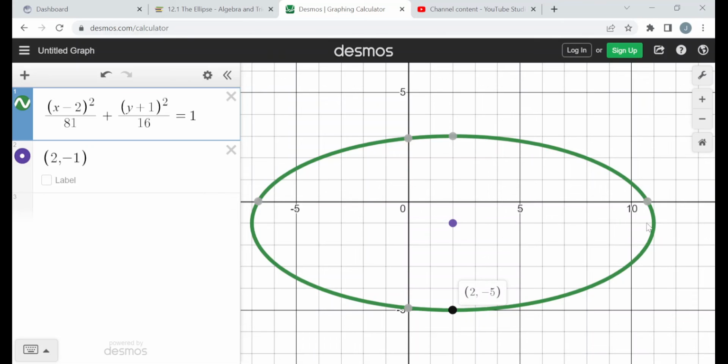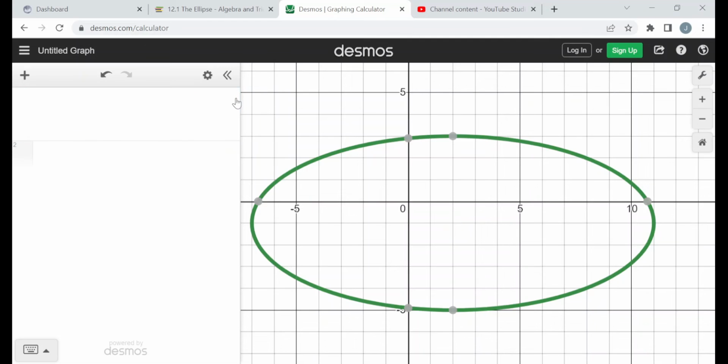9 units to the right, there's (11, -1). That was a vertex I had. 9 units to the left, there's (-7, -1). That's another vertex I wrote. So I would have plotted those same points and drawn this same picture. It wouldn't have been as nice looking, but it would have been still a rough sketch of it.